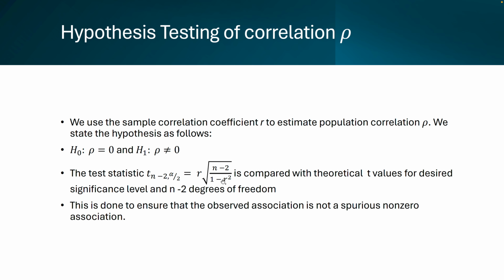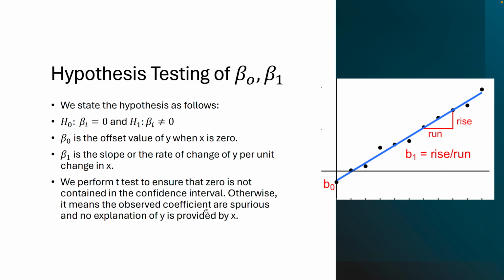If the confidence interval around rho equals 0, around this r equals 0, contains 0, it means the association is spurious. Similarly, we can do the hypothesis testing of the betas.